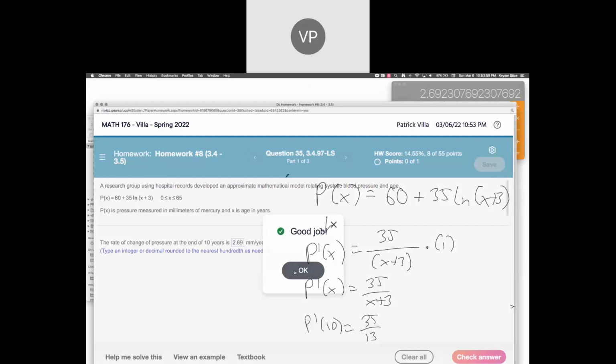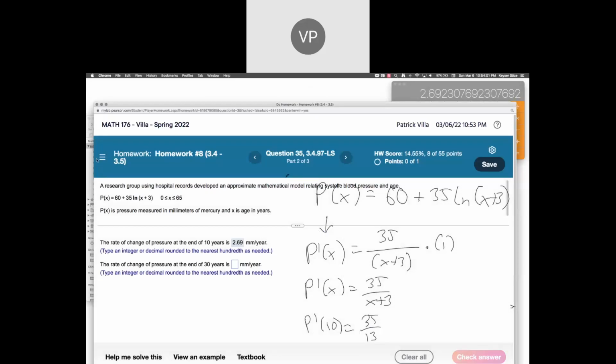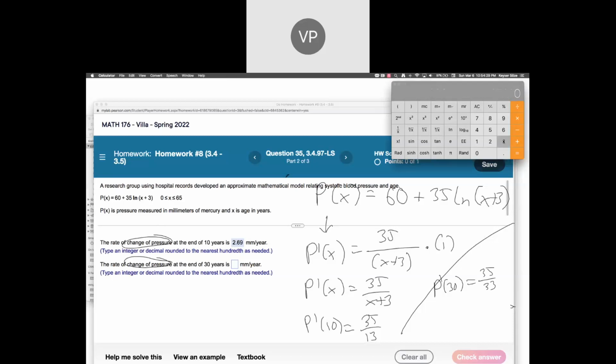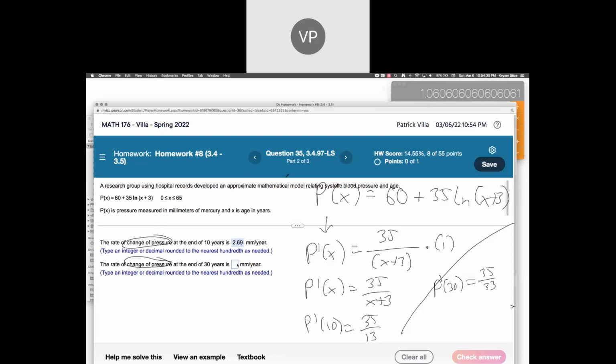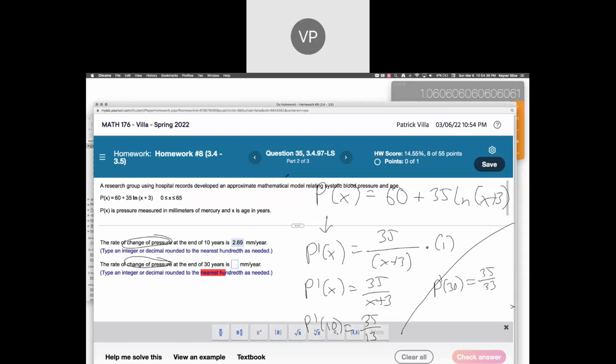Okay, now part 2, the rate of change at the end of 30 years. So it's the same thing now. We're going to take our derivative, and we have to find kind of a new problem. We need to find p prime of 30. Okay, now notice again, it's change of pressure. That tells you derivative. So p prime of 30 is 35 over 33. And once again, we need to get that decimal. And it's 1.06 to the nearest hundredth. And just because the first one said nearest hundredth, make sure you read yours. Yeah, we're also nearest hundredth. Once in a while, they change it up on us.